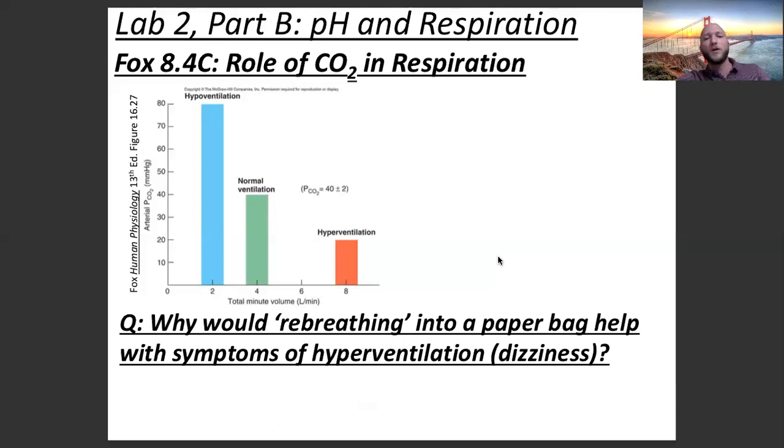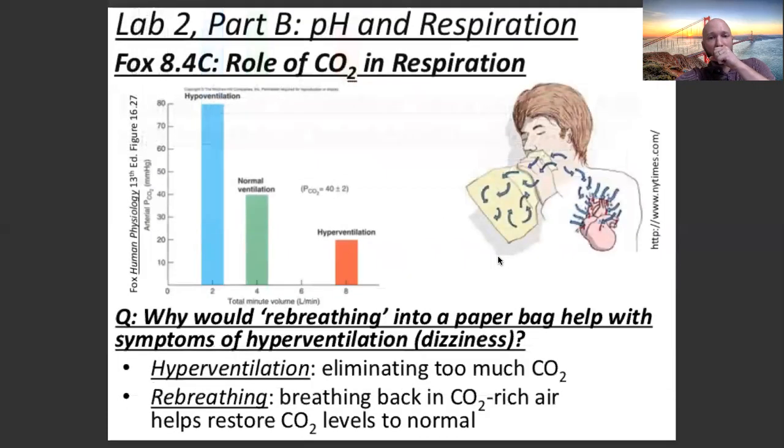One last question: why would rebreathing into a paper bag help with symptoms of hyperventilation? We've all seen this before. We've seen the movies, maybe it's happened to you, where you're getting on an airplane and you're really nervous about flying. You're scared of flying and you start to hyperventilate. You start breathing really fast. Now, what do people stereotypically do when they start to hyperventilate before getting on the plane? They breathe into a bag.